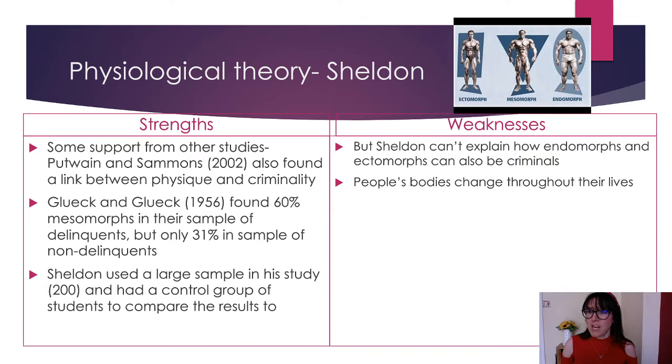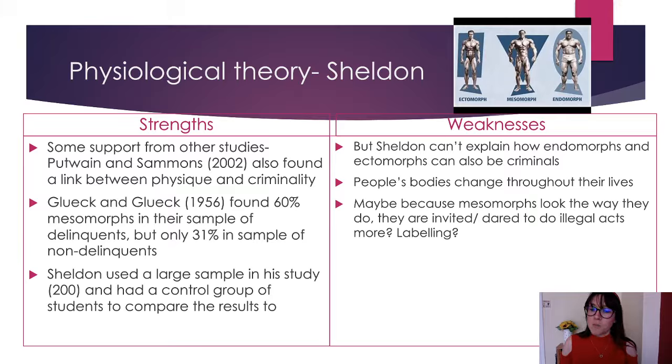People's bodies change throughout their lives, so mesomorph is quite a popular look now. You know, people really like going to the gym, but that doesn't necessarily mean that when you're a teenager and you're slim and waif-like, you're not a criminal. You then go to the gym for a few years, bulk up, and you're then automatically going to become a criminal as well? Maybe because mesomorphs look the way they do, they're invited or dared to do illegal acts more, so that labelling that they are given. So you expect trouble from people that have certain body shapes, potentially.